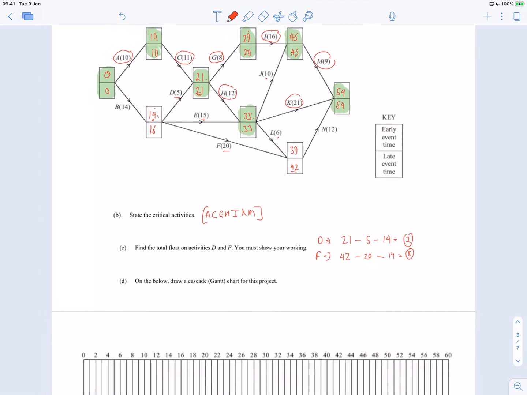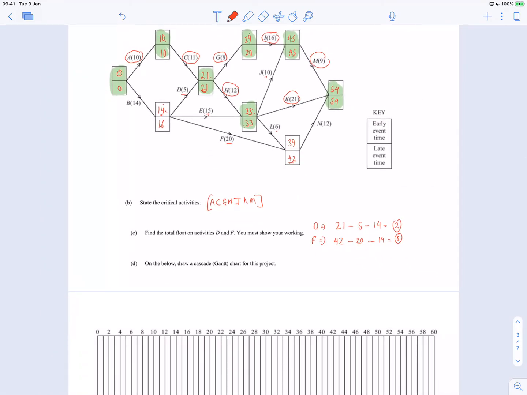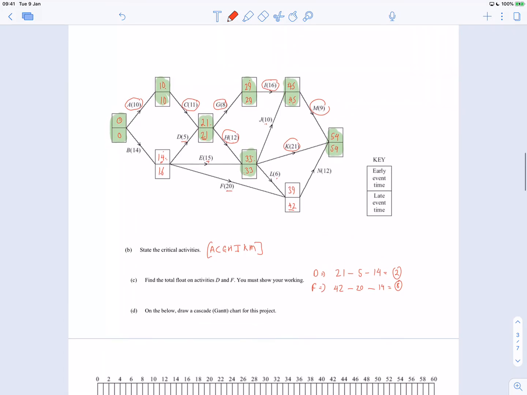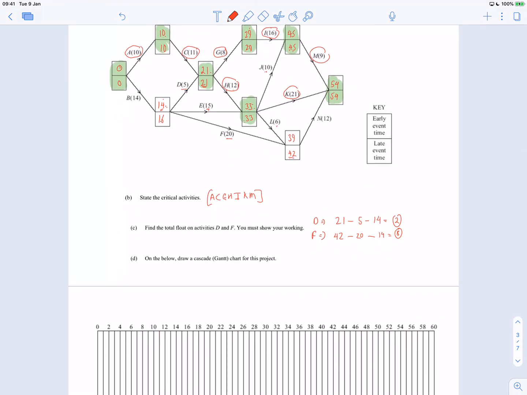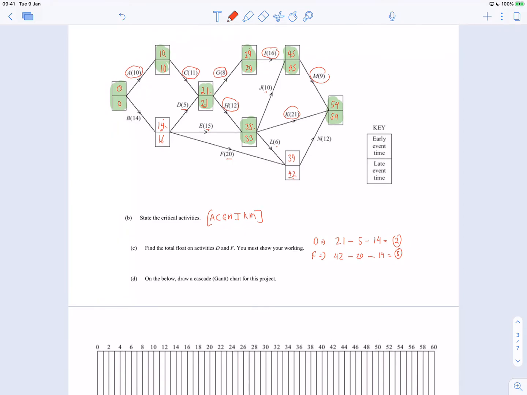On the below diagram, draw a Cascade or Gantt chart for this project. Okay, this isn't a particularly well-worded question, I think, because there is a subtle difference between a Cascade and a Gantt chart, but whatever.